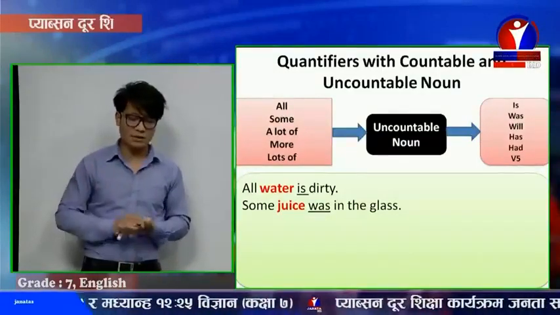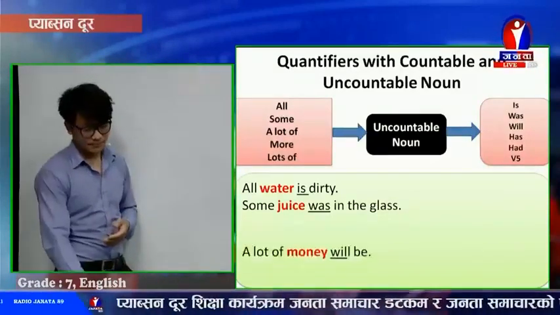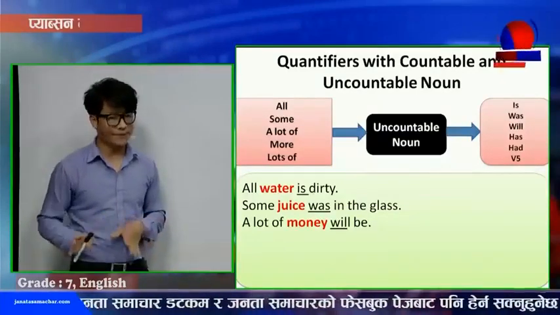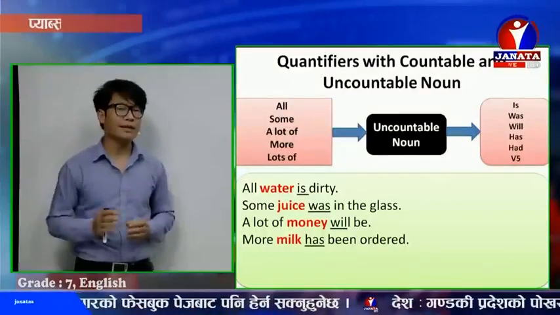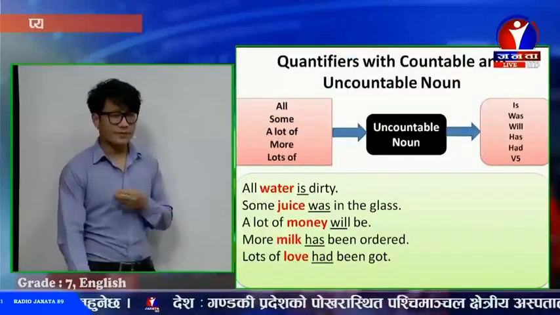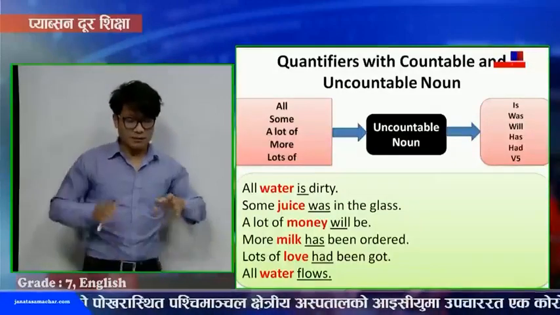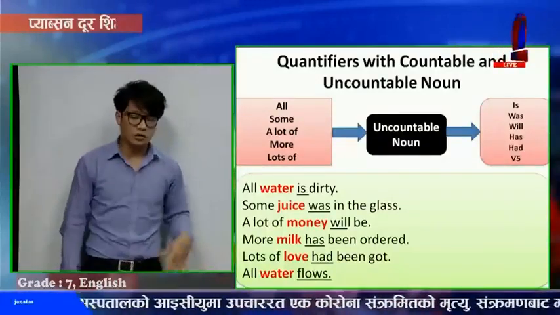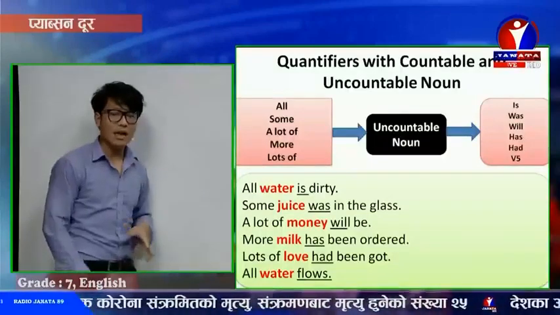Next, some juice. Some juice was in the glass. A lot of money will be. More milk has been ordered. Lots of love had been good. All water flows. So you can see verb 5 there also. So this is a quantifier with an uncountable noun and verbs.